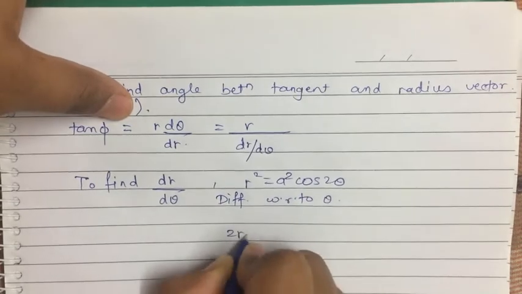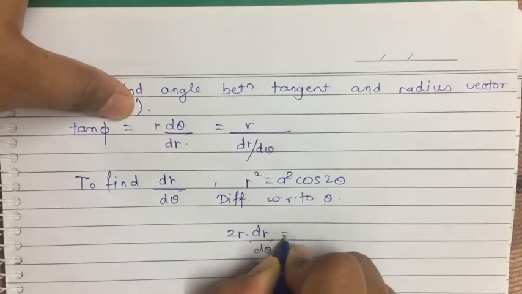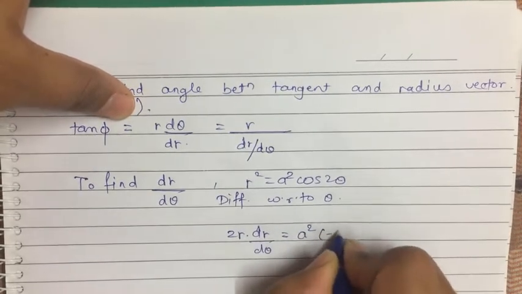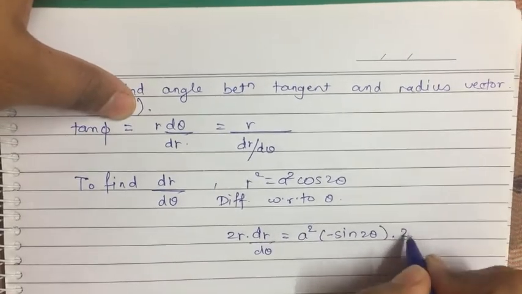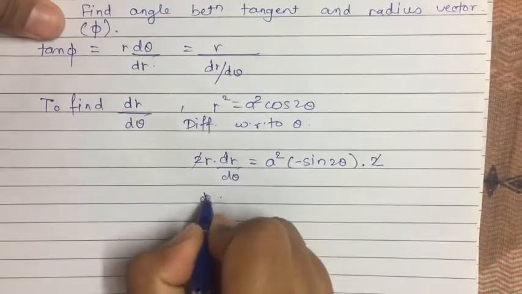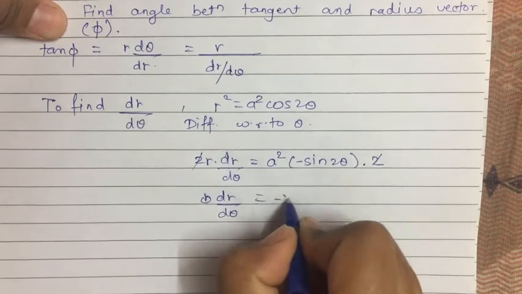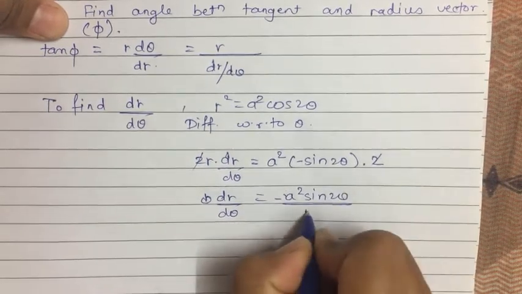So this is 2r, and the derivative of r with respect to theta, that is dr by d theta, is equal to a square as it is. What is the derivative of cos 2 theta? Minus sin 2 theta, into 2. So this 2 and 2 will get cancelled. So you get r dr by d theta is equal to minus a square sin 2 theta upon r.